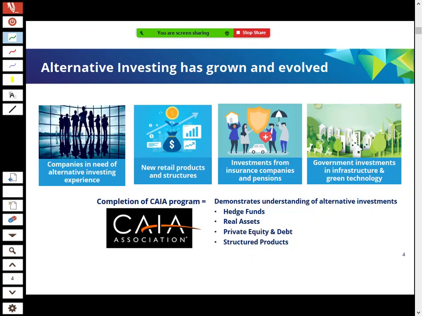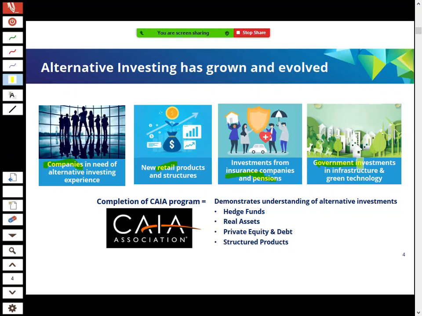Like here, we have different types of companies that are more interested in AI investing. In the retail markets, we have more product structures available for investors, and all these different kinds of institutional investors and also government entities all have interest in AI. But of course, for different reasons. We also have students from each of these different groups of interest.